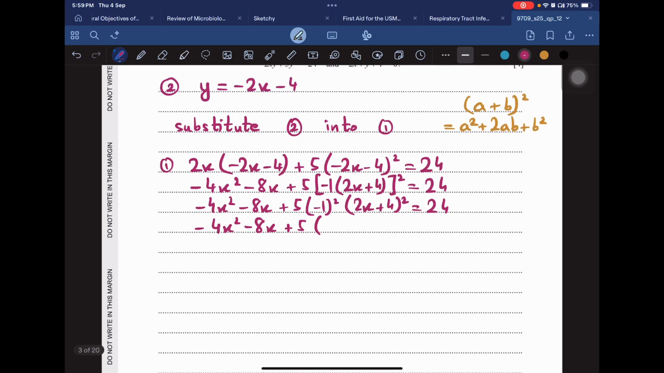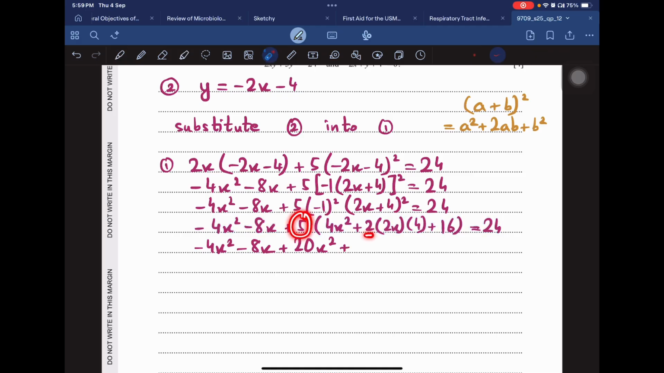Okay. So 2x is the same as a, so 2x squared will become 4x squared plus 2ab. So 2 times a times b, which is 4, and then b squared, so 4 squared will become 16. Now opening the bracket, so 5 times 4x squared will be 20x squared plus, so 5 times this whole thing.